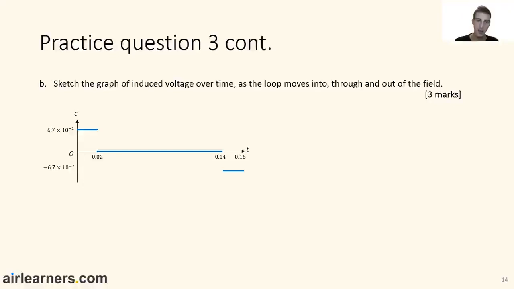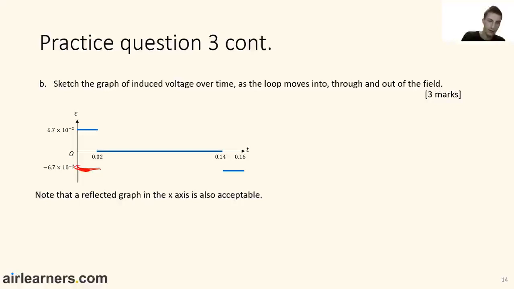So provided that you had something that looks like this, or also a graph reflected in the x-axis, so you could start at this negative over here, go along here, and then finish up over there, that would also be fine, as long as you have those values there and you put the labels on your axes. For the 3 marks, you would have essentially 1 mark for each of those blue or red lines.